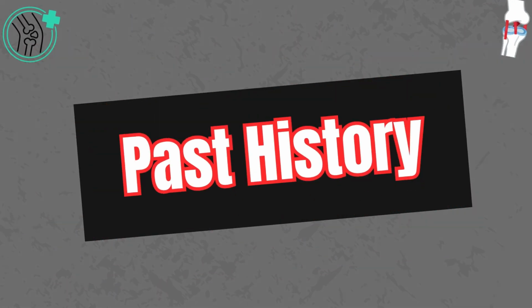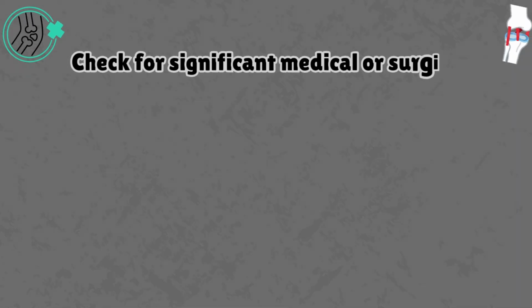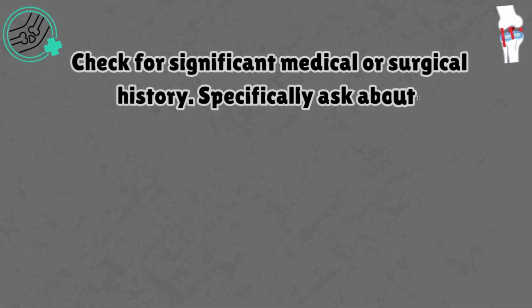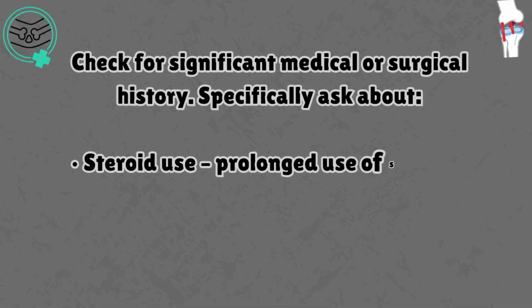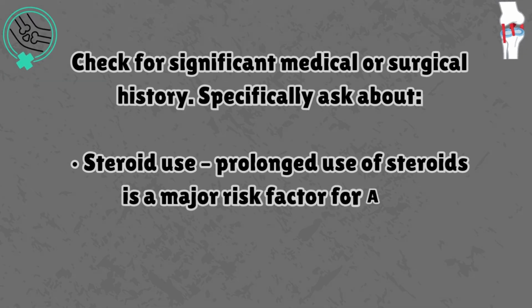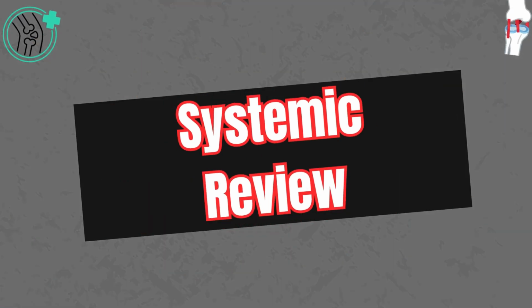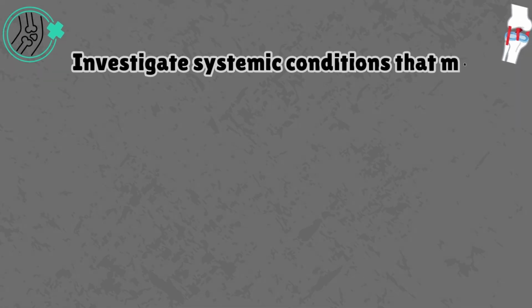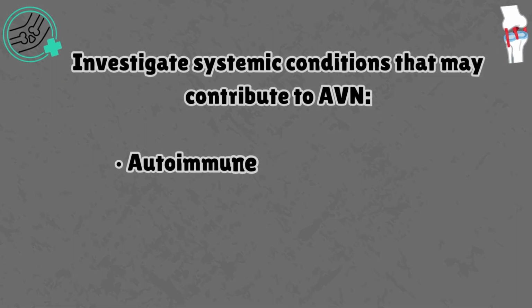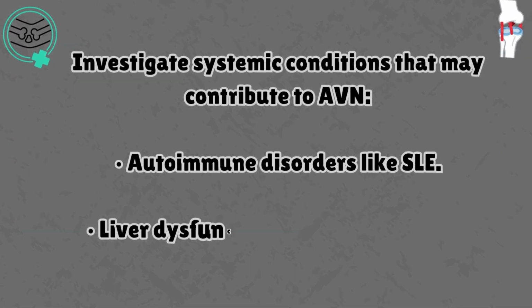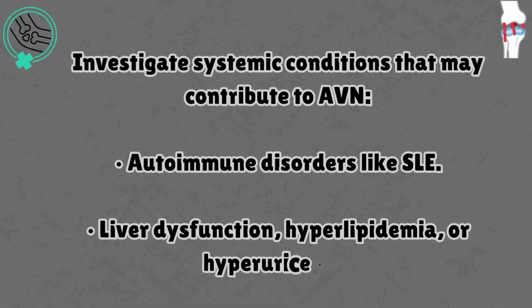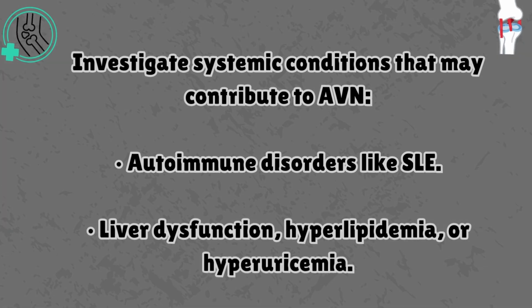7. Past history. Check for significant medical or surgical history. Specifically ask about steroid use. Prolonged use of steroids is a major risk factor for AVN. Also ask about unverified or herbal medications. 8. Systemic review. Investigate systemic conditions that may contribute to AVN. Autoimmune disorders like SLE, liver dysfunction, hyperlipidemia, or hyperuricemia.